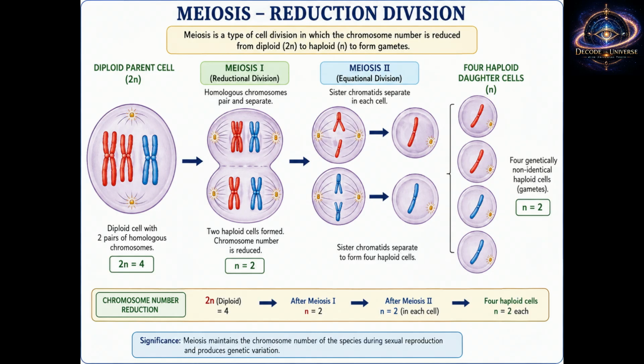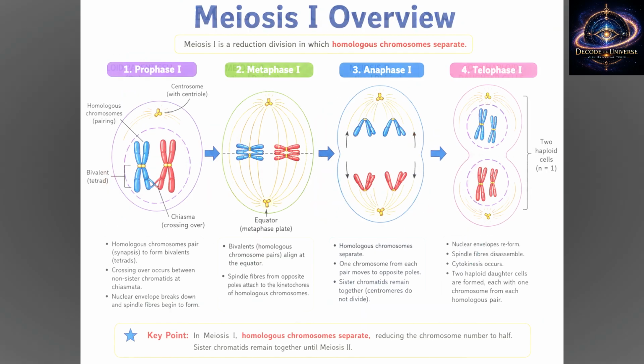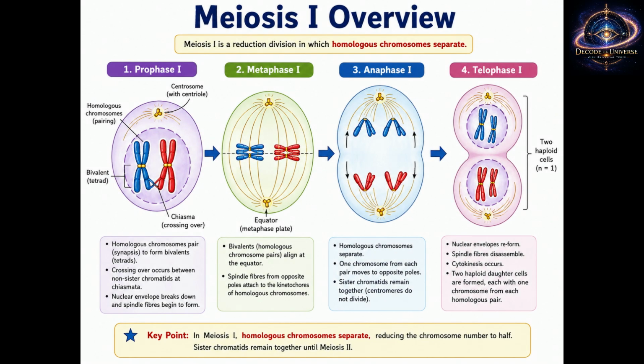Prophase I. Prophase I is long and complex. It has 5 stages. Leptotene: chromosomes become visible. Zygotene: homologous chromosomes pair. This pairing is called synapsis. Pachytene: crossing over occurs between non-sister chromatids. Diplotene: chiasmata become visible. Diakinesis: chromosomes fully condense and nuclear envelope breaks down. Easy memory: LZPDD. Leptotene, zygotene, pachytene, diplotene, diakinesis.